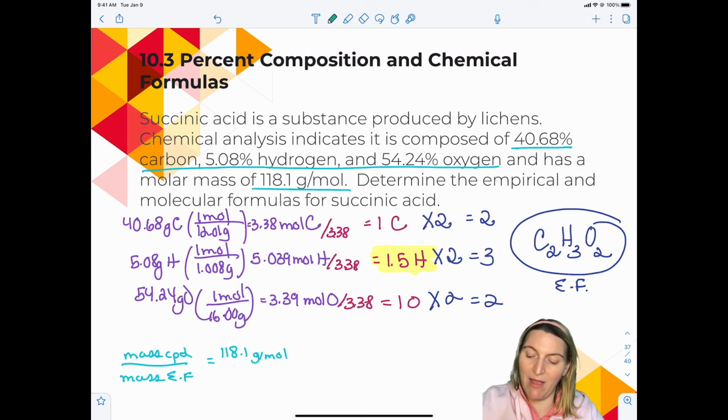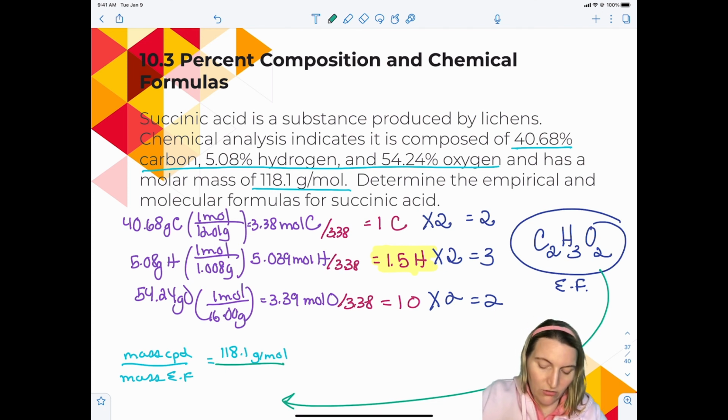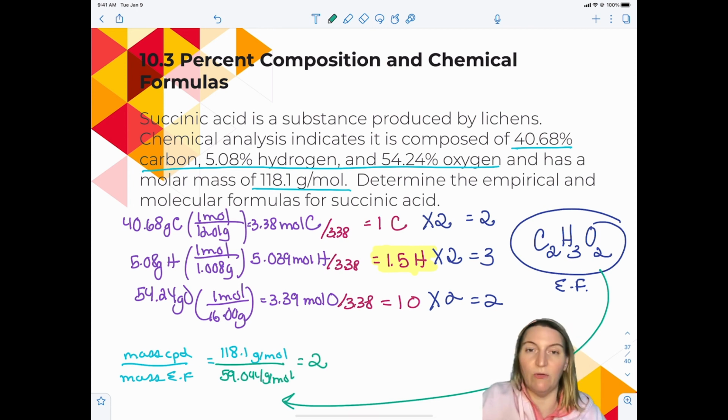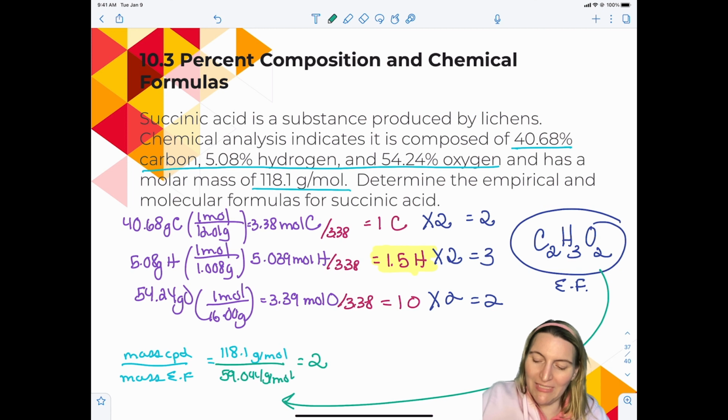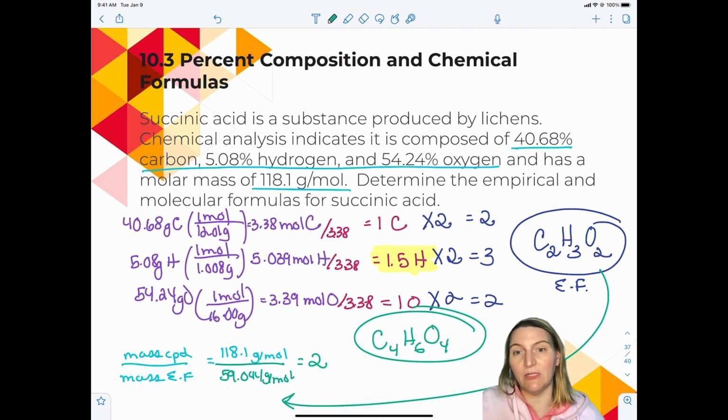So I find the mass of this. The mass of 2 carbon, 3 hydrogen, and 2 oxygen turns out to be 59.044. And so when I divide those, it equals 2. It doesn't always equal 2. I know that it was the last example and this example, but it's not always 2. So that means I multiply each of the subscripts by 2. So the real formula for succinic acid is C4H6O4. That's the true formula of succinic acid.